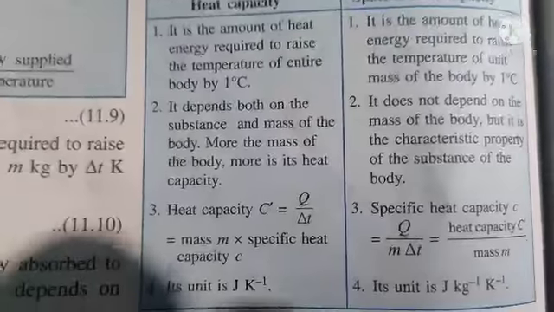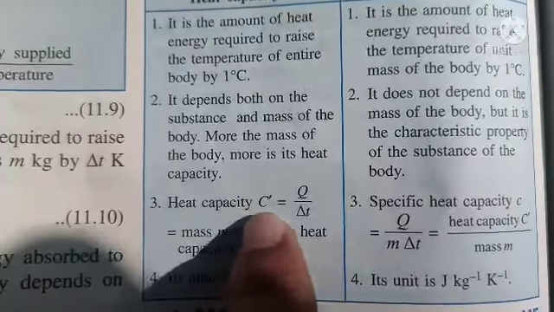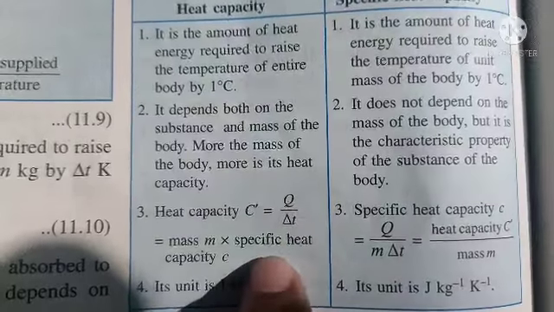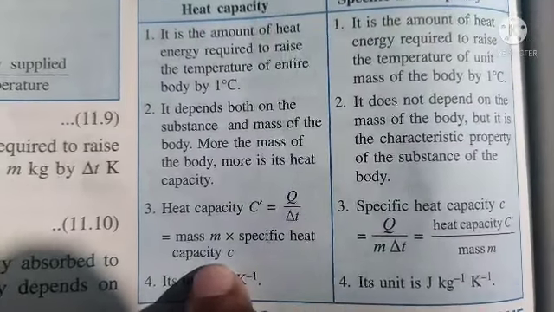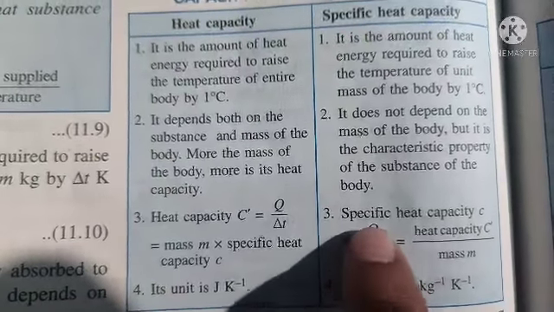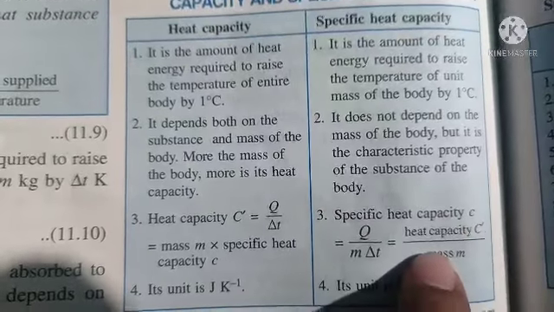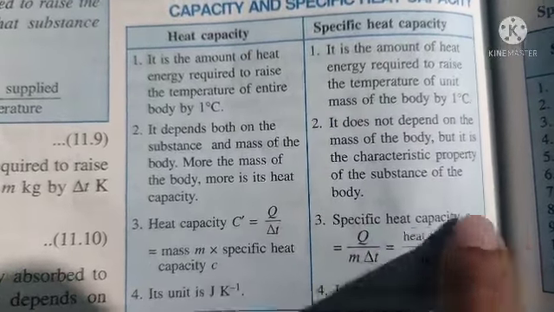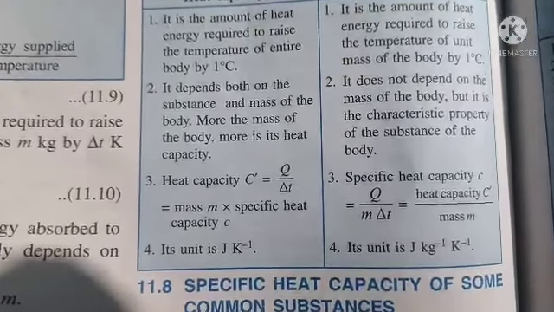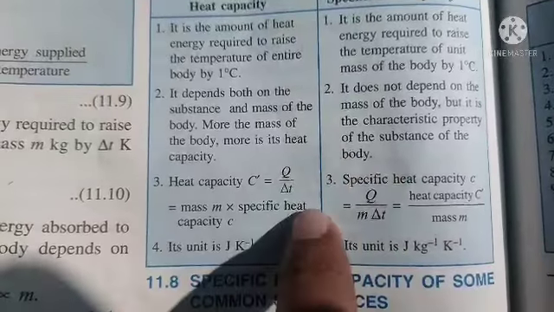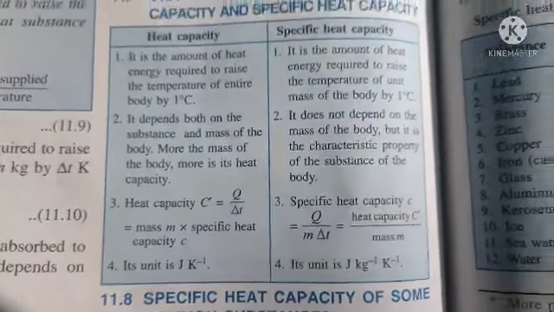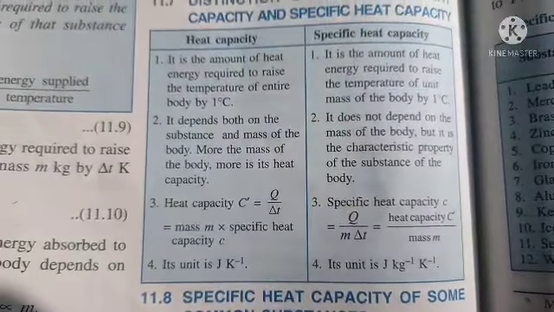Third, we can formalize the third difference. C prime, the heat capacity, is Q by delta T. And in terms of specific capacity, it is mass into specific capacity, but specific capacity is Q divided by M delta T. So it is heat capacity per unit mass. Q by delta T is the heat capacity, so per unit mass is the specific heat capacity. That's the only difference between them. Number 4 is the unit. Heat capacity is joule per Kelvin. Here it is joule per kg per Kelvin. That's the unit. So these are the 4 differences between the specific capacity and heat capacity.